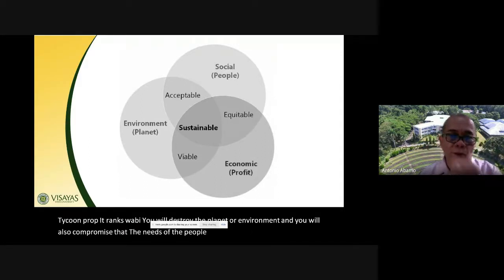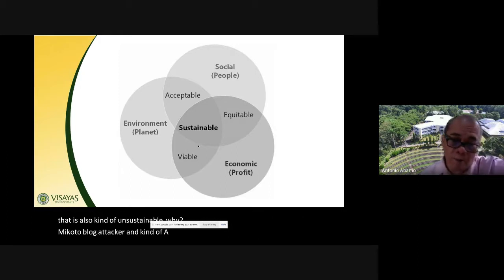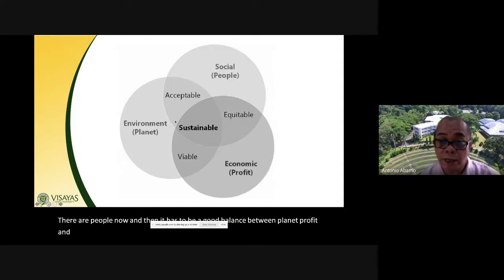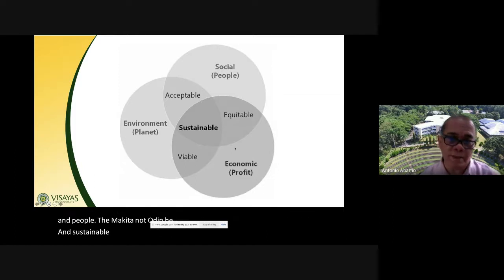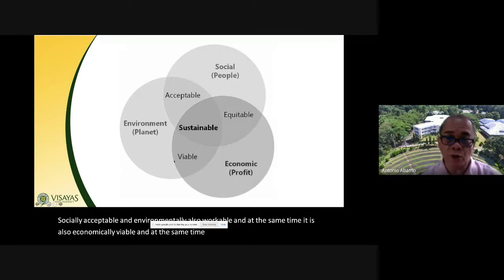But if it is only planet, only environment, and you neglect the livelihood of the people, that is also kind of unsustainable. Why? We will go hungry now, and the generations to come will not have food to eat. So it has to be a good balance between planet, profit and people. And the sustainable practice in agribusiness is one that is socially equitable, socially acceptable and environmentally workable, and at the same time economically viable, while conserving or protecting the environment.